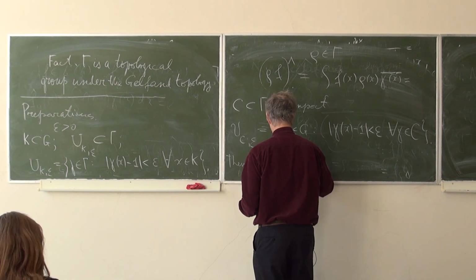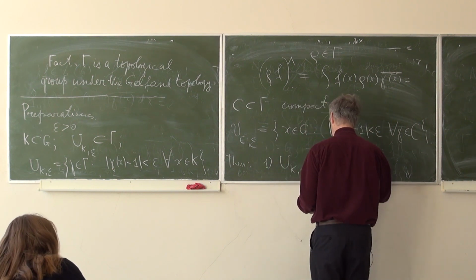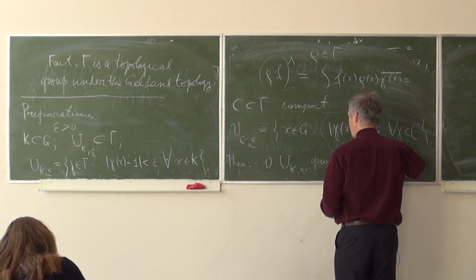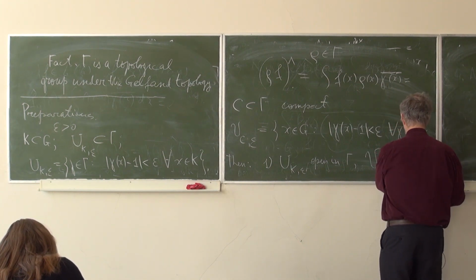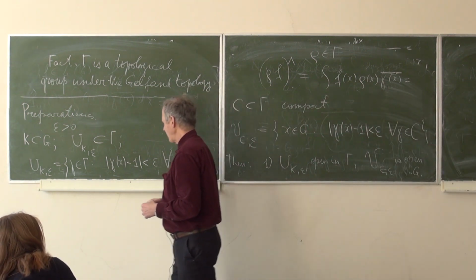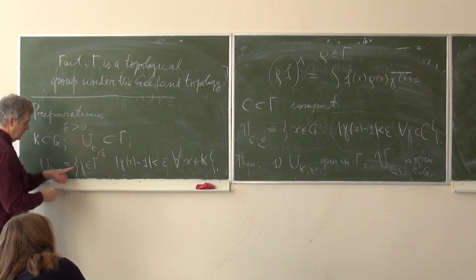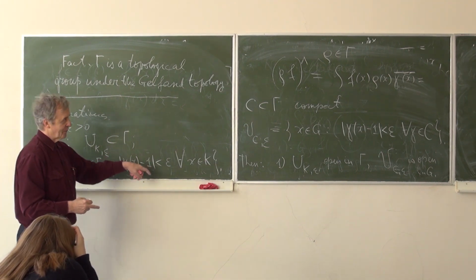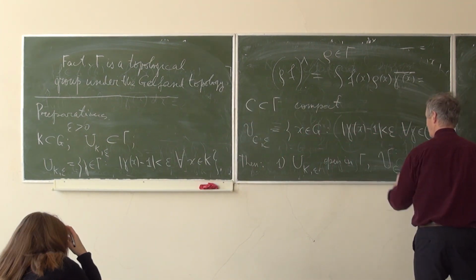this set U K epsilon is open in gamma, and this set V C epsilon is open in G. So these are open sets. They are open neighborhoods of unity, because surely the unit character satisfies this estimate, and also here the unit element satisfies this estimate.